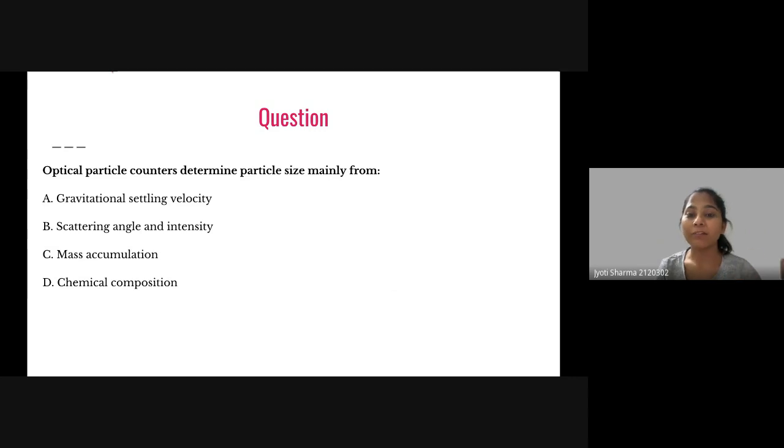Okay, now we have the fourth one. The fourth instrument is optical particle counters. This determines particle size. Just you need to see that beta attenuation was measuring the concentration, right? But here this optical particle counter is measuring the particle size, not the concentration, right? So optical particle counter determines particle size mainly from gravitational settling velocity, scattering angle and intensity, mass accumulation, chemical composition.